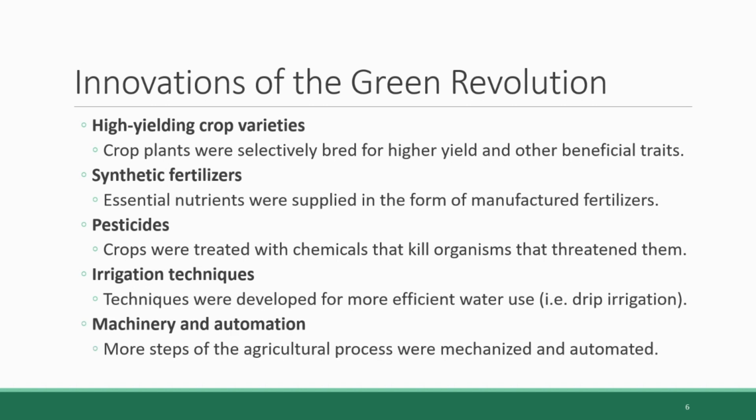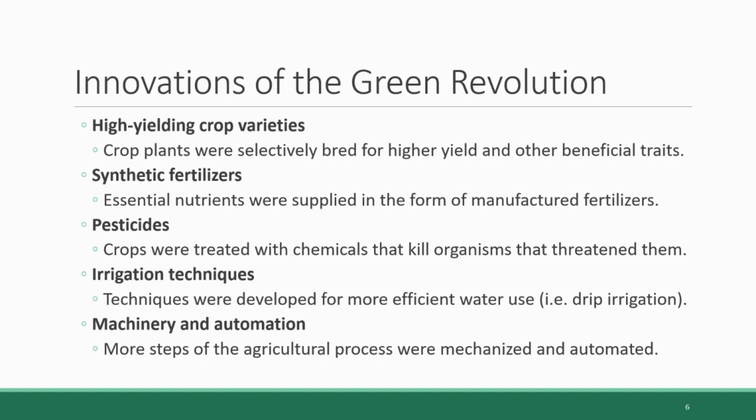And finally, agriculture was further mechanized. So new machines were developed for planting, harvesting, tilling, processing. So many of the steps of the farming process became automated and therefore more efficient and cheaper. So together, these advancements led to a massive increase in agricultural output in a very short period of time.